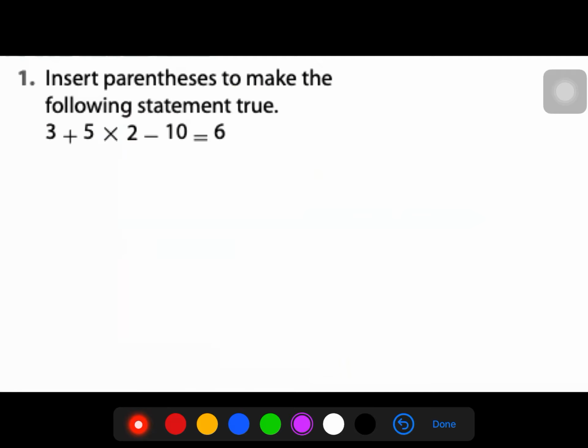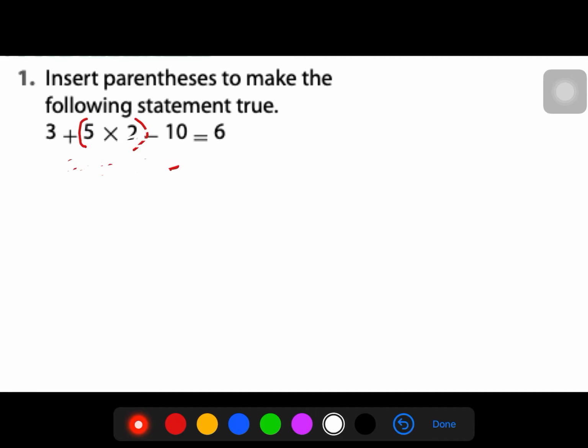Insert parentheses to make this statement true. So if I have 3 plus 5 times 2 minus 10, I want it to equal 6. Well, play around with it. If I insert parentheses, it means I do it first. Well, I'm probably not going to insert parentheses around 2 minus 10 because that's going to give me negative. What if I did parentheses here and I said, 5 times 2? Well, 3 plus 5 times 2 becomes 3 plus 10 minus 10 equals 6. No, that's not true, is it? We don't want to do it that way.